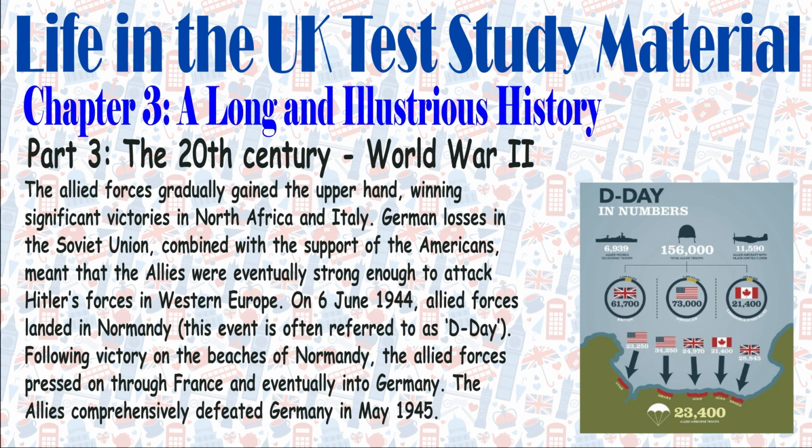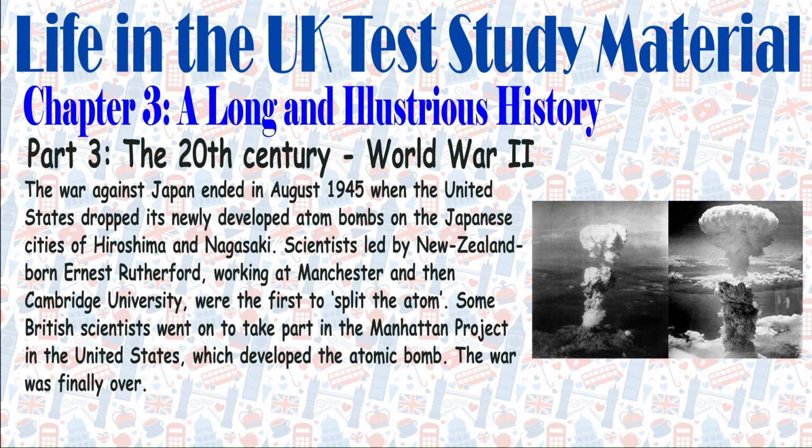On the 6th of June 1944, Allied forces landed in Normandy. This event is often referred to as D-Day. Following victory on the beaches of Normandy, the Allied forces pressed on through France and eventually into Germany. The Allies comprehensively defeated Germany in May 1945. The war against Japan ended in August 1945 when the United States dropped its newly developed atom bombs on the Japanese cities of Hiroshima and Nagasaki.